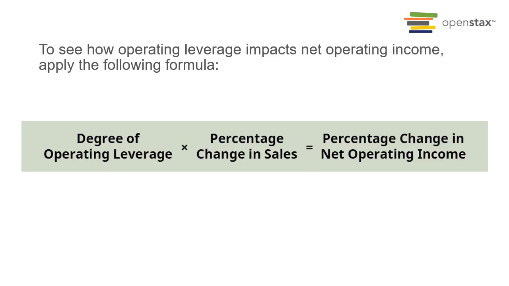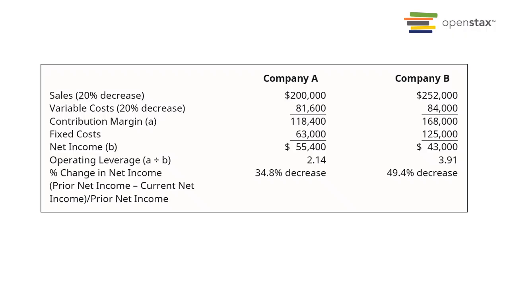We can actually figure out how good or how bad using this formula. You take your degree of operating leverage number you've just calculated, multiply it by the percent change in your sales, and that will tell you how much your net operating income can change, either positive when it goes well or negative when things are going poorly. And we can see another example of that.